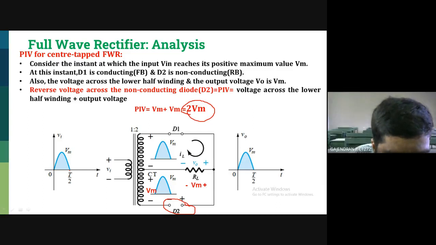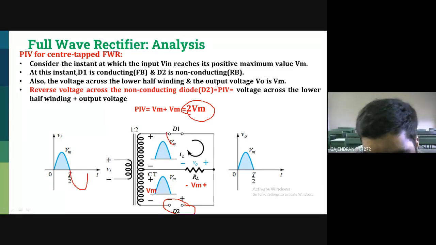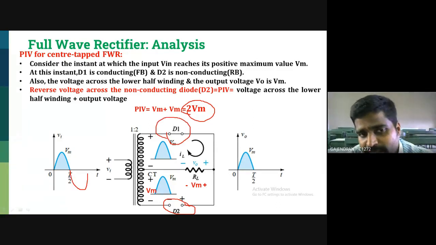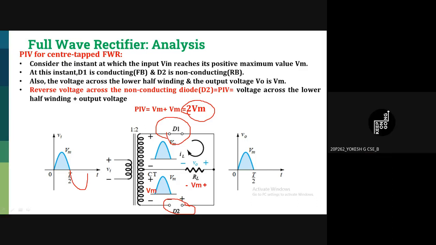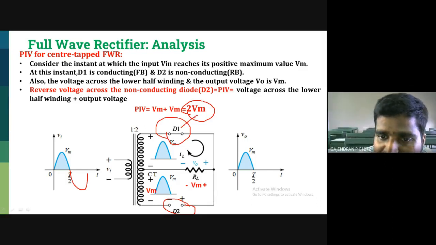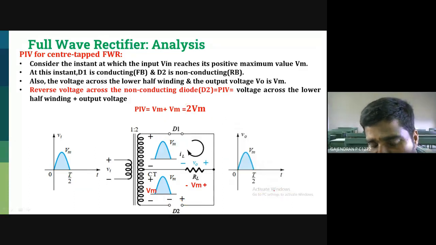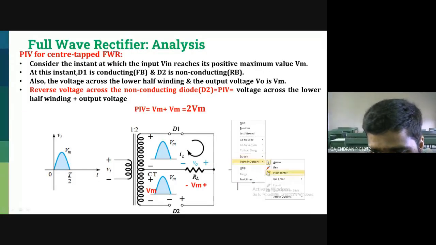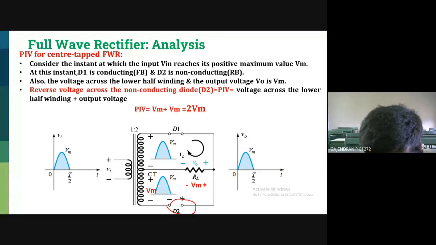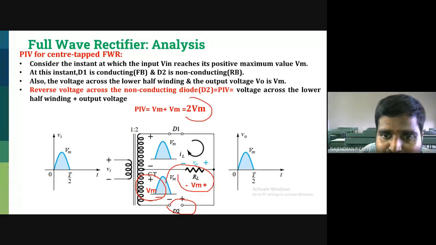Then in the negative half cycle, what voltage will be across D1? Any guess? 2 Vm. That is also 2 Vm. Please make a note of this one. This is regarding your center tap transformer. When the diode is not conducting, the voltage drop across this diode will be the summation of this one and this. So if you add these two, you will get 2 Vm.